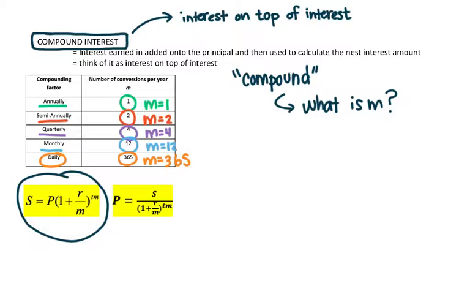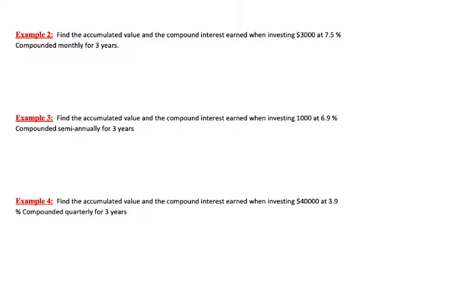So whenever we have a compound question, we use this complicated formula. If they ask for the interest that you paid, you can then, as a second step, subtract the future value and the present value, and you will get the interest amount. So let's do some examples and see how this works.